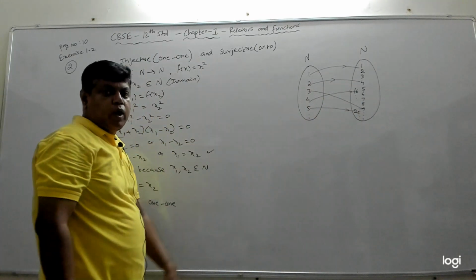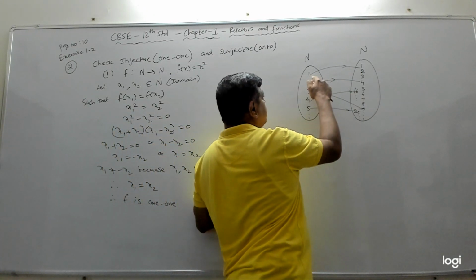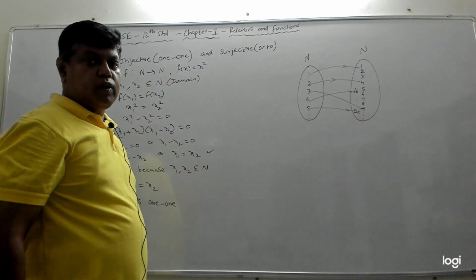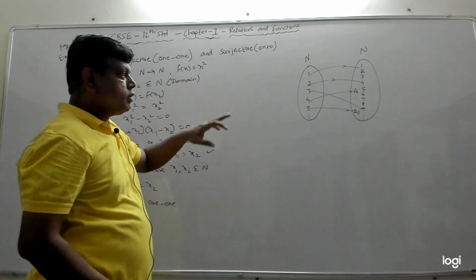Every number goes to the square of that number. So which means 2 does not have a preimage. Which element, f of what number, will go to 2? F of root 2 will go to 2, because f of root 2 will be root 2 the whole square, which is 2.